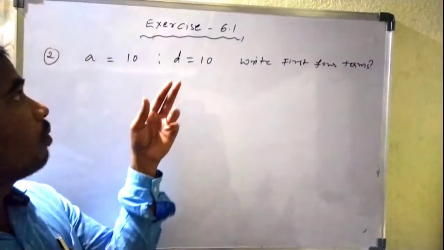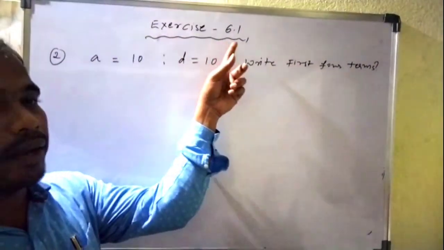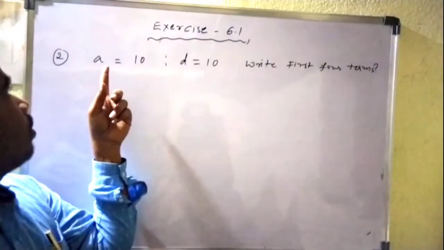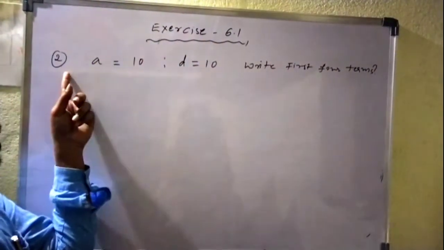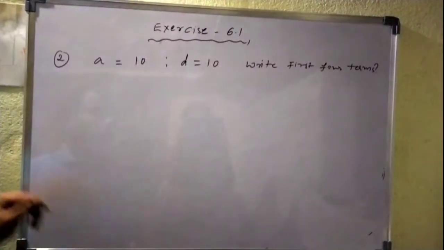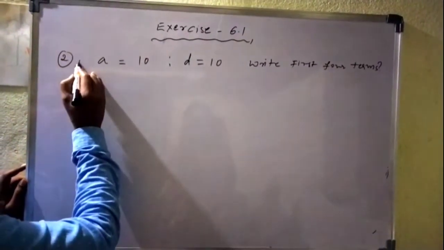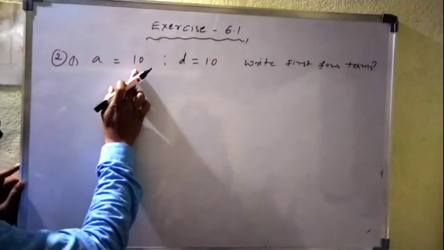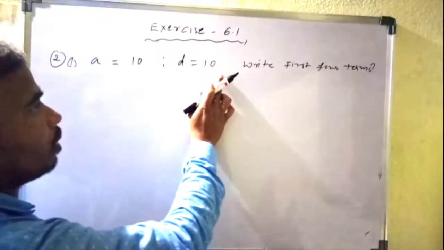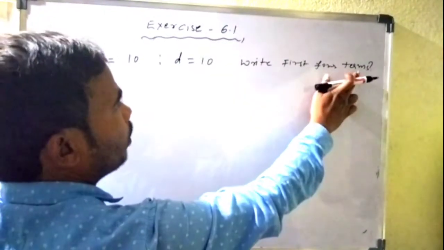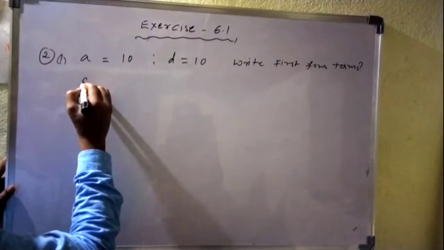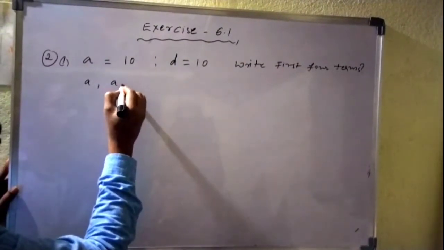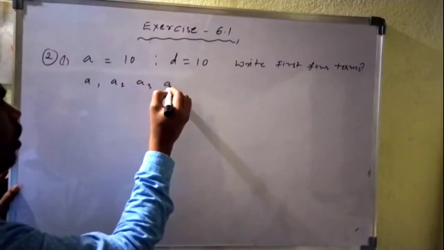Now we are discussing Exercise 6.1, second bit. Let us explain the second bit problems in Exercise 6.1. In this first question, a is equal to 10, d is equal to 10. Write the first 4 terms. First 4 terms mean a1, a2, a3, a4.